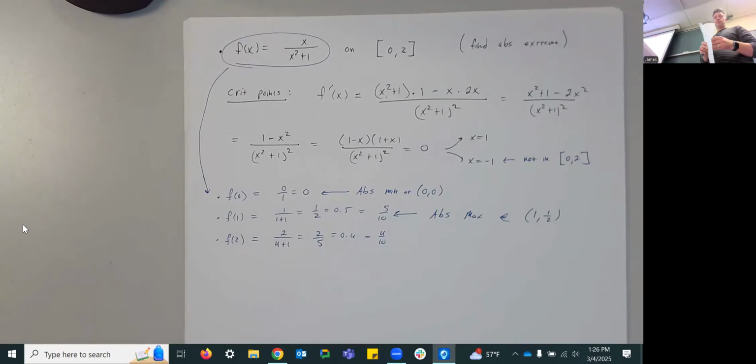Yeah, question. So when we're given a restricted domain, the extreme of the domain are always critical points. Yes, the endpoints are always, so critical points might not be the exact right word to use, but we always consider them, right? They're always candidates for where the extreme might occur.